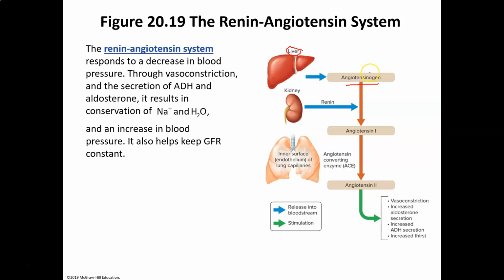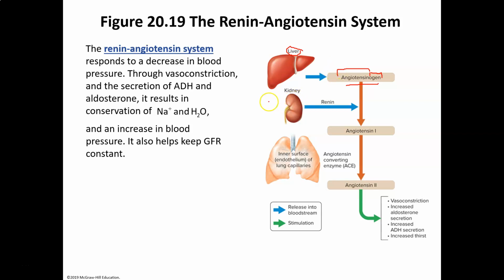If you recall, when we talked about blood clotting, there were so many things that had this ending on them, ogen. Ogen means this is the inactive precursor product. The thing in front of it is the active component, right? So angiotensin is the active component. Angiotensinogen is a precursor. It doesn't do anything. It's floating around your bloodstream. Your liver just kicks it out, and it's floating around, not doing anything. But it's waiting and waiting. What is it waiting for?